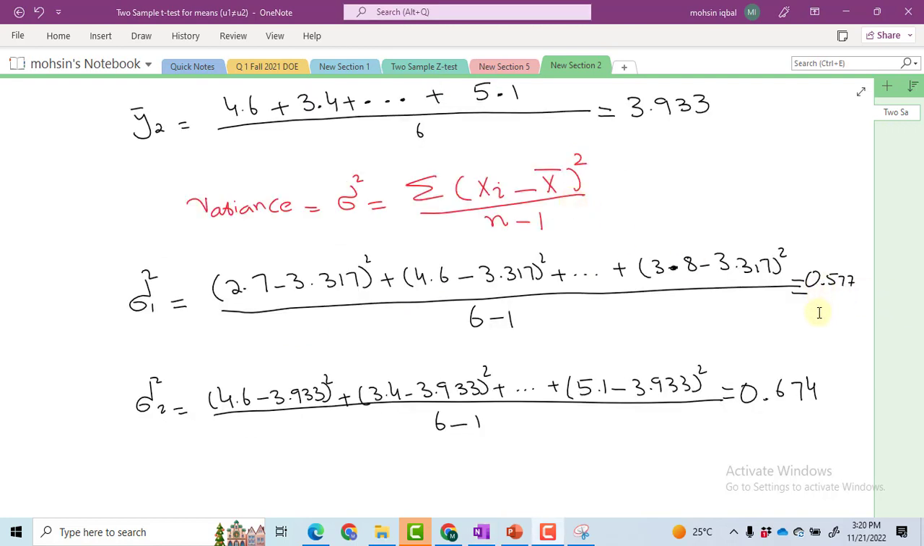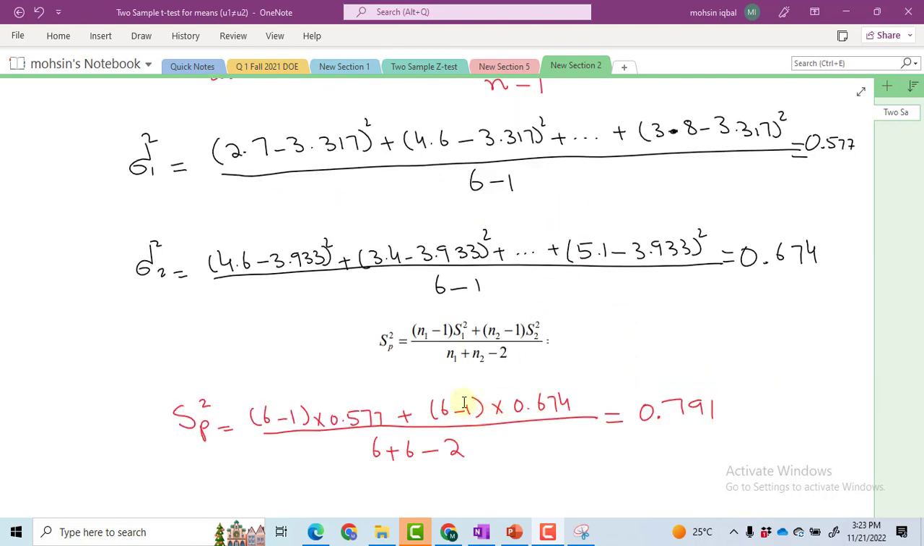So these are the values of the variances for sample 1 and sample 2. Based upon these two variances, now I will calculate the pooled standard deviation. This is the formula: n1 minus 1 multiplied by the variance of sample 1, plus 6 minus 1 multiplied by the variance of sample 2, divided by n1 plus n2 minus 2. N1 and n2 are the sample sizes of sample 1 and sample 2, and minus 2 is used for the degrees of freedom, because we lost 2 degrees of freedom in order to calculate this variance.